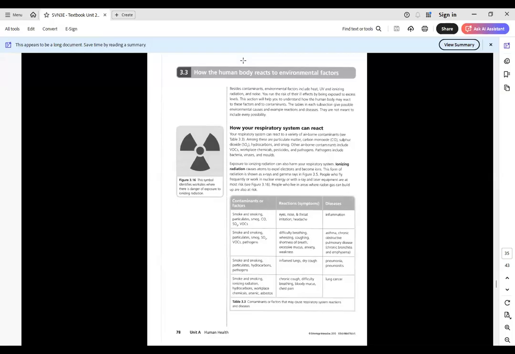So when we're looking at this chart on Table 3.3, page 78 of the textbook, that's what we're looking at. It's going to go through what the different contaminants are, and then we're going to look at the reaction and what's the disease that's caused from this contaminant. Okay, so this first one's listed as smoke and smoking.